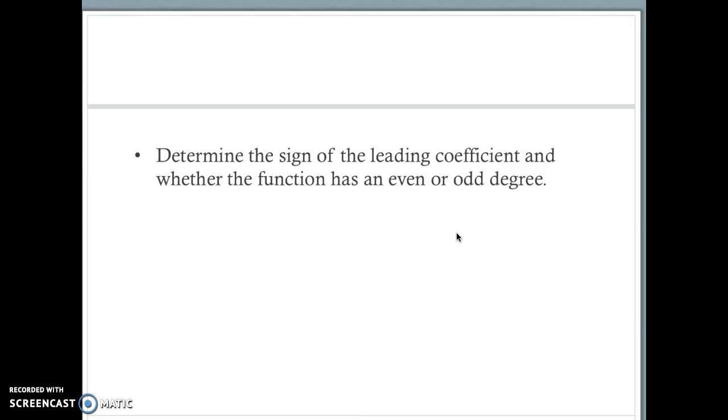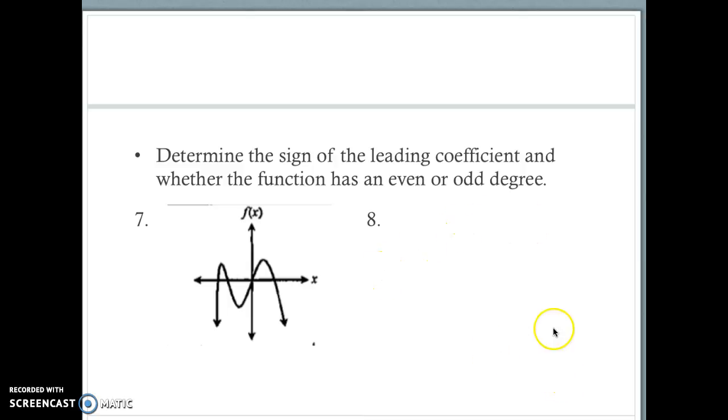Determine the sign of the leading coefficient and the degree, and state whether the function has an even or odd degree. So number 7, here is the line for number 7. We can tell that this is in that upside down U shape. So when we go to our chart that we just wrote down, when it's in that upside down U shape, when they're both heading to negative infinity, then it's a negative leading coefficient and an even degree.